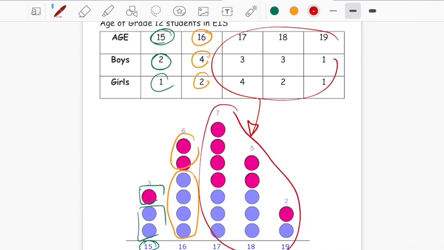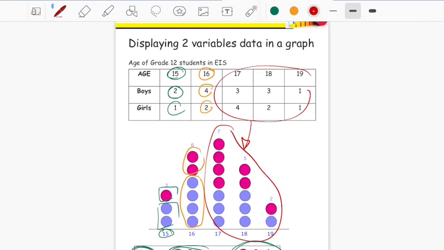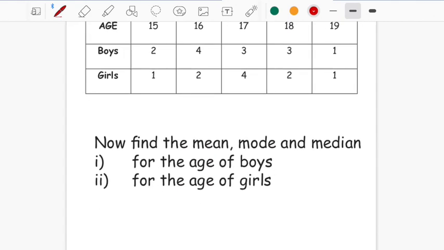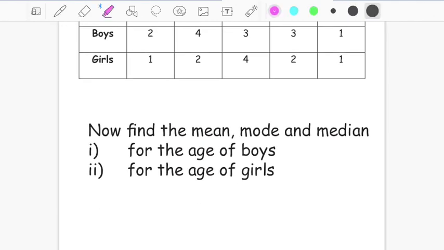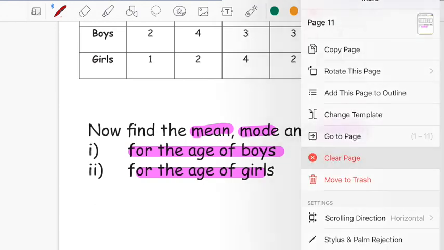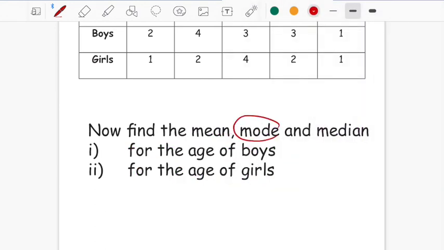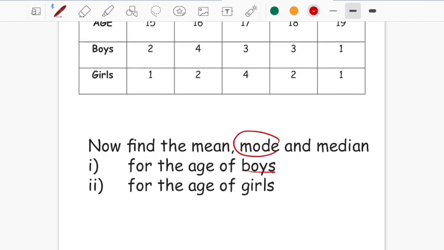Okay, now let's see the question. I'm going to show you the question on this page here. Now you need to find me the mean, the mode, and the median for the age group of boys and girls. Let's do one by one. I'm going to start finding the mode first. The mode is easy.